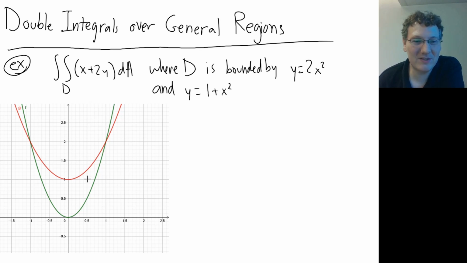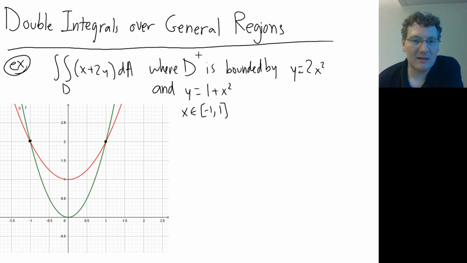So how we're going to do this is we need to set the bounds in terms of the variables. First, we have to figure out what the intersection points are. Now, it actually is pretty straightforward from the graph. You can check it pretty easily that x is going to be in the range of -1 to 1. You can just plug in -1 and you'll get the same y value for both of these functions.